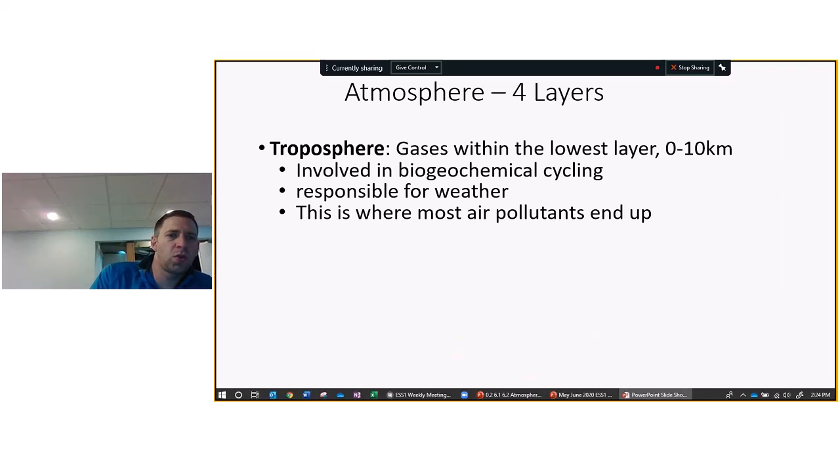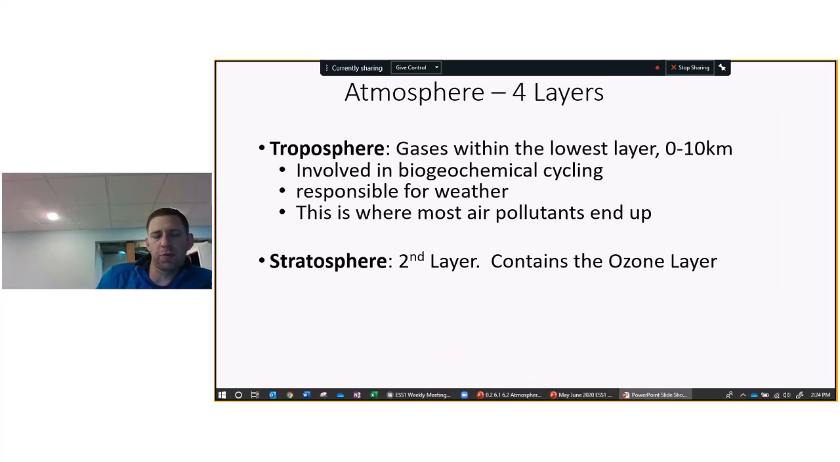So, anyways, four layers of the atmosphere. These are the most important layers: troposphere and stratosphere. The troposphere is where we live. Pretty much everything we've talked about in this class has to do with the troposphere. So, ecosystems occur in the troposphere. Biogeochemical cycling, so the movements of nitrogen, carbon, oxygen, that all occurs in the troposphere. Weather and climate occur in the troposphere. And pretty much all of our pollutants that are in the air end up in the troposphere.